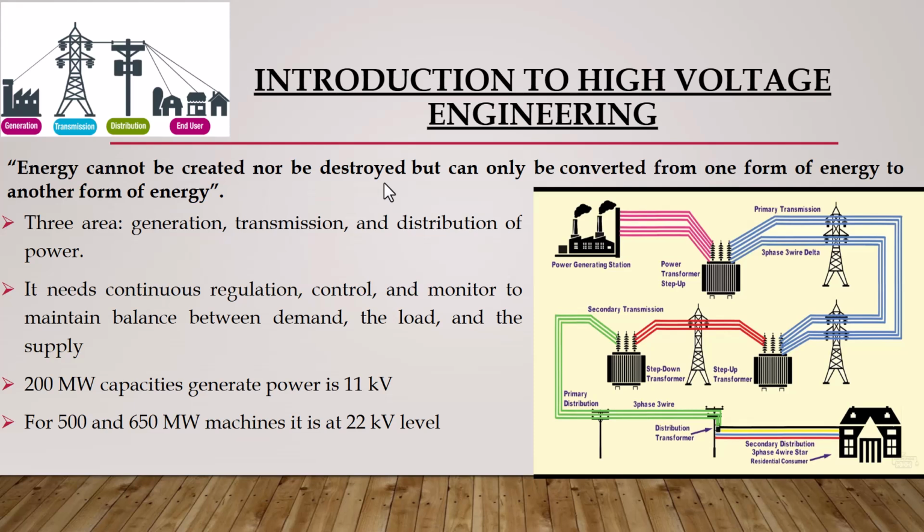Now, speaking of generation, the voltage level at which power is generated depends on the size of the generator. A generator with 200 megawatt capacity typically produces electricity at around 11 kilovolts, while large generators in the range of 500 to 650 megawatts generate at 22 kilovolts. These voltages may sound high, but for transmission over long distances, they are still not enough. So, we use step-up transformers to raise the voltage further, minimizing losses during transmission.